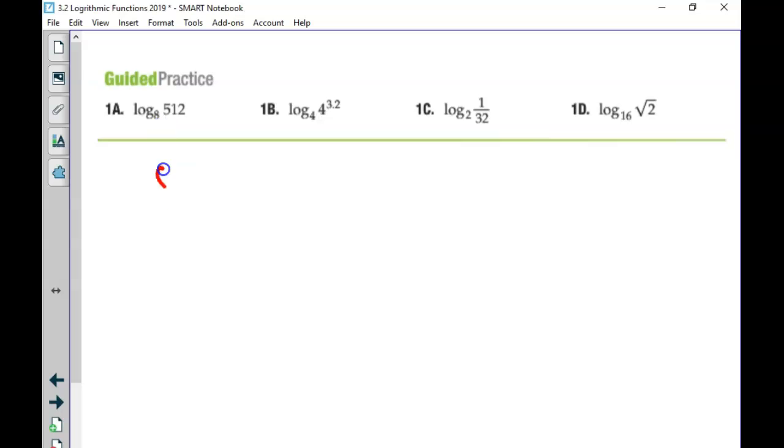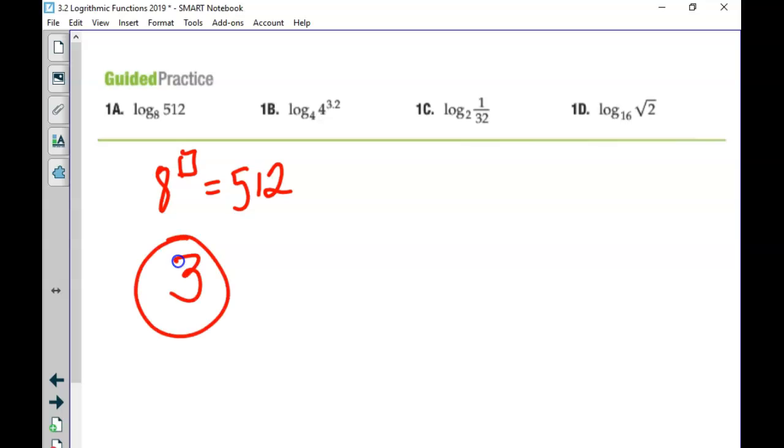Anybody? This is saying 8 to what power is 512. Is it on that sheet? It is 3. Good. And this one, these would undo, right? Log base, if we think of this as moving out front, kind of previewing tomorrow's lesson, log base 4 of 4 is going to go away, so we just get 3.2. Anybody know this one? 2 to what power is 32? That's on your sheet. Yep.